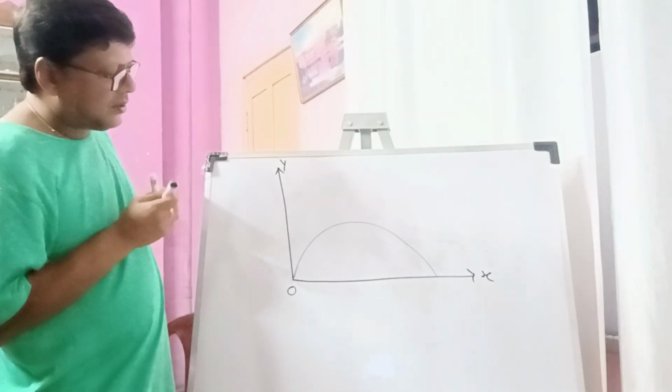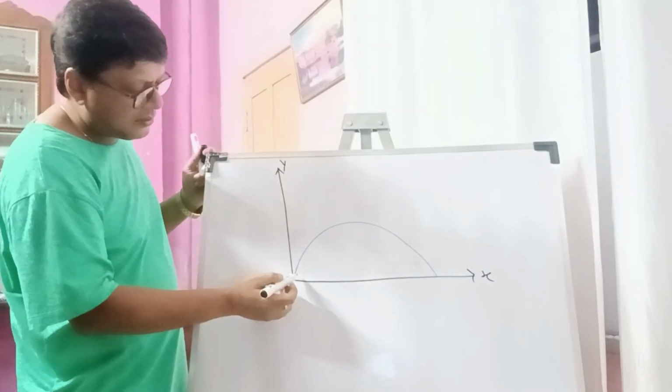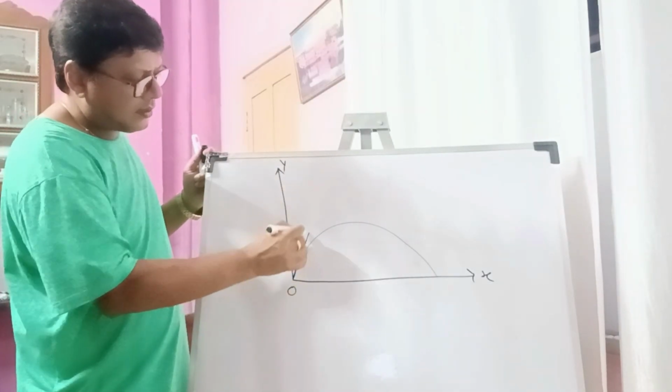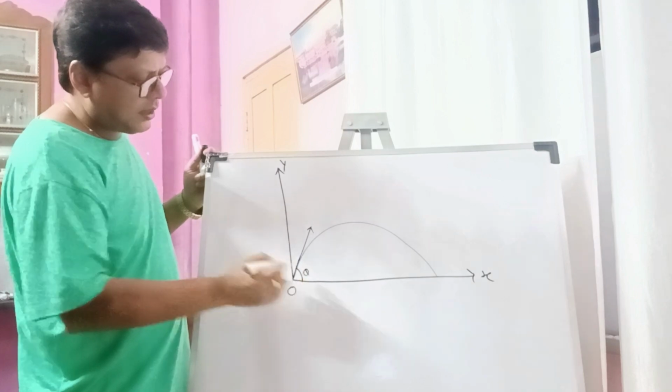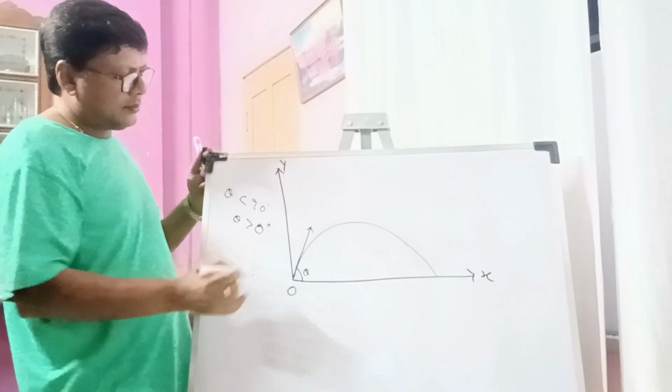If theta goes to 90 degree here, then it will go upward and it will come back to the initial point. But here theta is not 90 degree. I am giving the theta, that theta is something less than 90 degree, but theta should be greater than 0 degree.